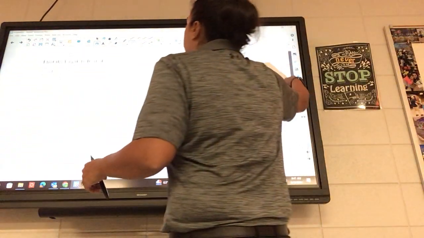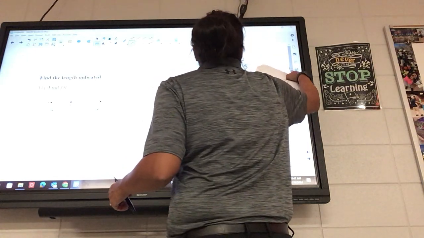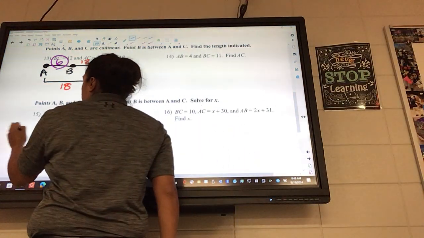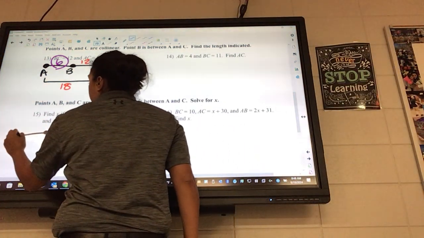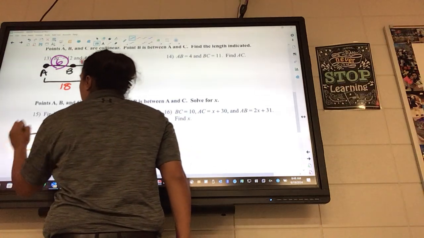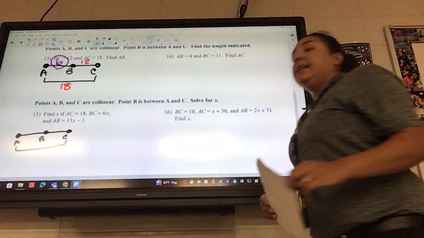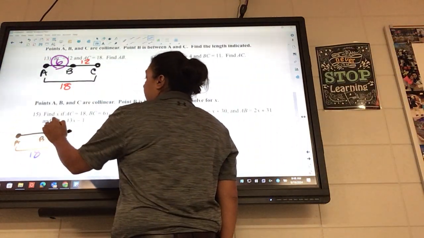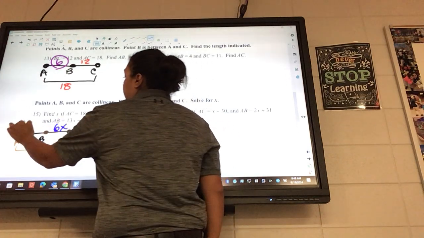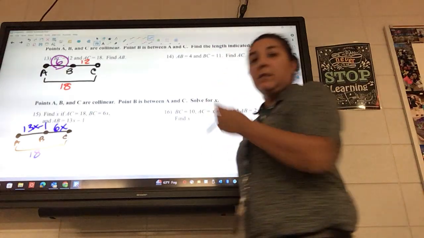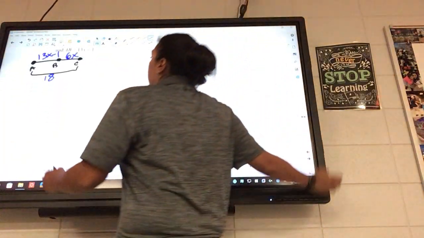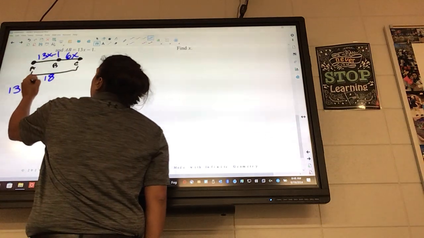Okay, 15 is exactly the same. Again, we're going to draw the picture. We got A, B, and C. Okay, AC is 18, that's going to be the big one on the bottom. BC is 6x, that's this one. And AB is 13x minus 1. Okay, you take the 2 little ones and add them together and set it equal to the big one. So it's going to look like 13x minus 1 plus 6x equals 18.